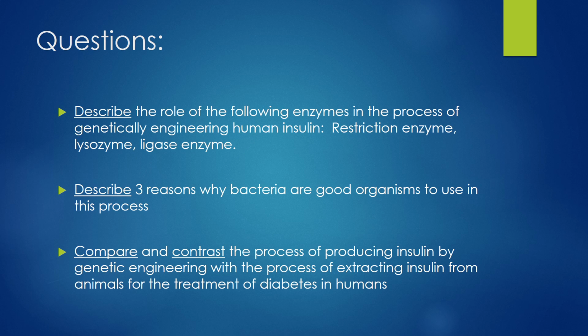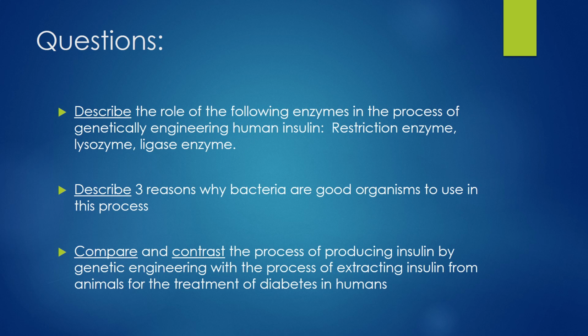3 reasons why bacterial organisms are good to use in this process. Well, they don't have complex nervous systems, so there's a lot less ethical, because they're single-celled organisms, there's no ethical dilemmas here. They're very simple organisms. They reproduce incredibly fast, like incredibly fast, so you can produce a lot. And they are actually producing human insulin, not animal insulin. So they're producing human insulin, so the side effects are very, very low.